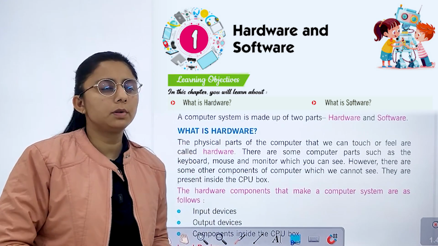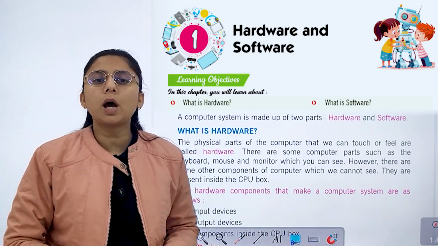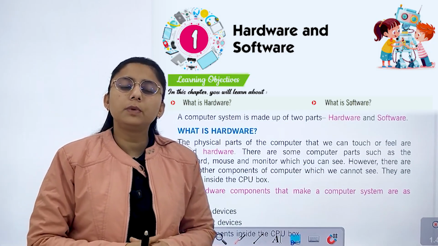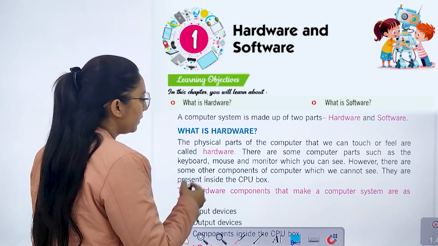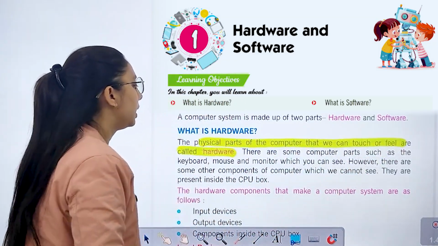Start with chapter number first, hardware and software. So in this chapter, we will study about hardware and software. What is hardware? The things that we can touch and feel, right? So what is hardware? Physical parts of computers that we can touch or see are called hardware.